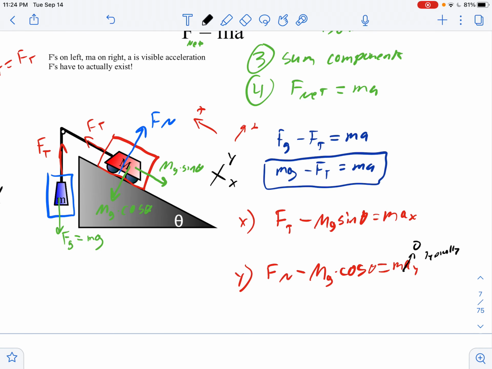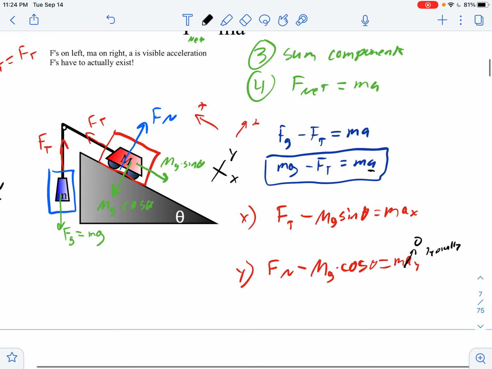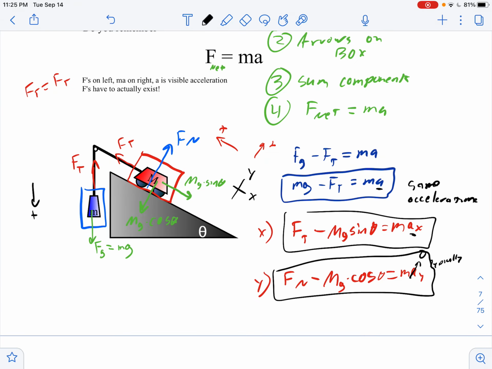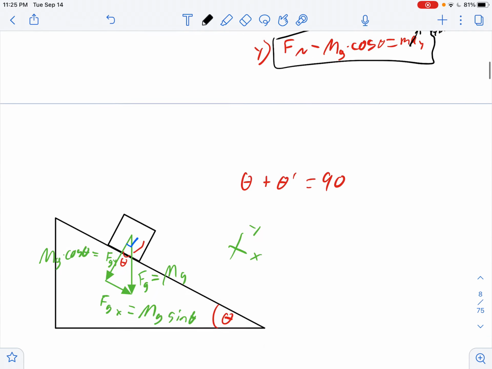Then the other thing is that if the blue mass over here accelerates downwards, then the cart accelerates up the ramp. So at least in terms of magnitude, these two accelerations are going to be the same size. And so I've got 3 different formulas that can be useful to me, depending upon what my given information is and what I'm being asked to solve. So that's just kind of the basics. You've seen these setups before. It's just been a little while, so this is to refresh your memory.